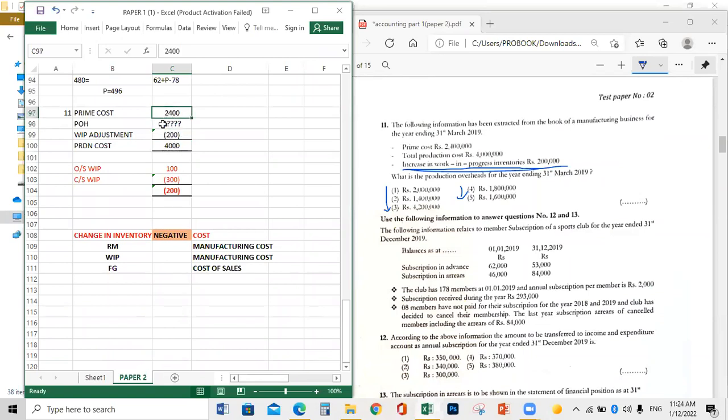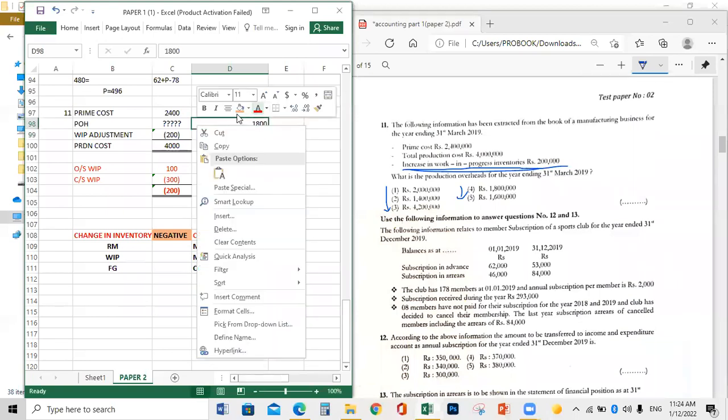So 2,400 plus x minus 200 gives you 4,000. What is x? How much is x? Can you all tell me? Quickly calculate and tell me how much is x. 2,400 plus x minus 200 gives you 4,000. How much is x? Very good. X is 1,800. So guys, your x will be 1,800. So the answer is 1,800. Answer is fourth one.